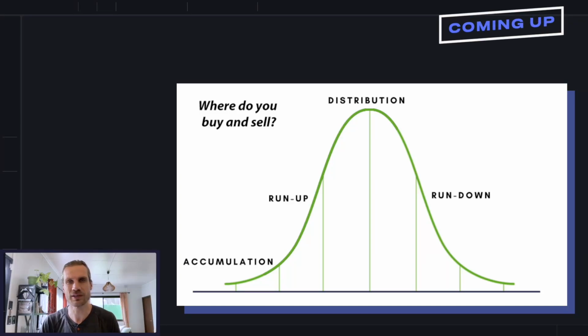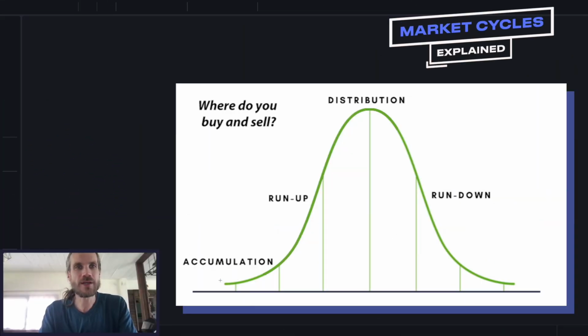Coming up, we'll take a look at the basics of the market cycle. Where do you buy and sell on this chart as an example? Have a think. The basics of the market cycle.